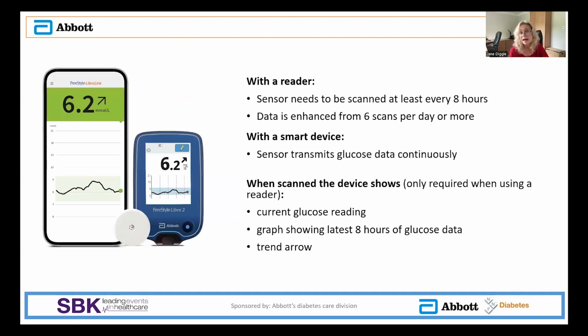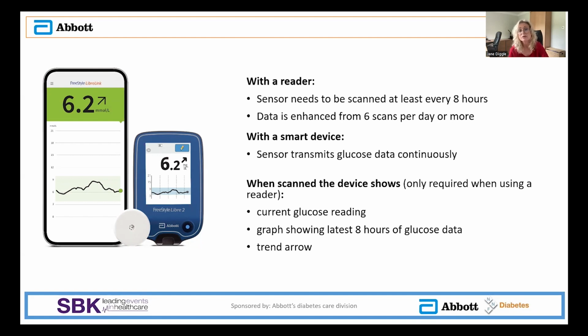If a person doesn't have a compatible smartphone, and it's very easy to check to see if their phone is compatible, they will need to use a reader, and those are available directly from Abbott. The reader needs to be paired to a new sensor and scanned every 8 hours. Ideally they should be scanning when they're using a reader, and if you can scan as much as possible, that's going to be beneficial. Probably around 6 scans per day will enhance the data that's provided. And we refer to this way of using continuous glucose monitoring as intermittently scanned CGM.